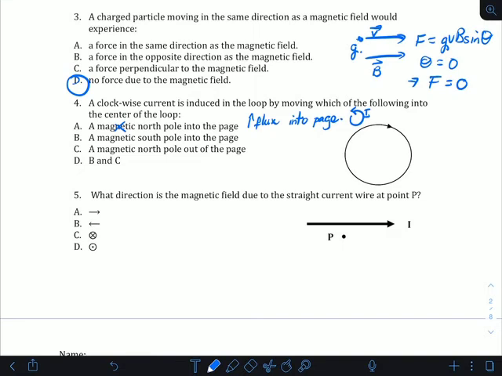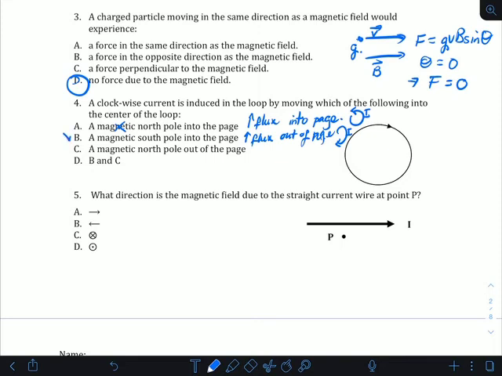If we have a magnetic south pole that's now being moved into the page, then again I'm increasing the flux, but the direction of that flux is out of the page. So that increase is going to be counteracted. I'm going to point my thumb into the loop to counteract that change in flux. And so we'll find that the direction of I is going to be clockwise, which is the same.